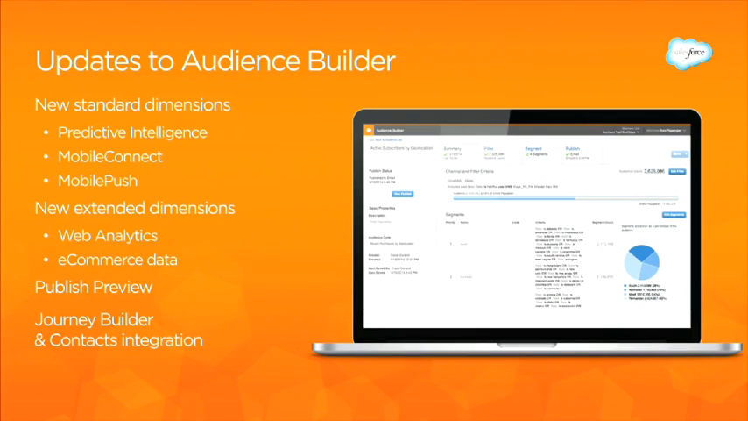So dimensions inside of Audience Builder allow you to specify predefined sets of data that you can then build your audiences against. So we have launched 3 new standard dimensions inside of ExactTarget for Audience Builder: Predictive Intelligence, Mobile Connect, and Mobile Push. So these will all be new data segments you can have when you're building your audiences using Audience Builder. We've also launched new extended dimensions. Extended dimensions are non-native data that you're bringing into the Marketing Cloud. Those extended dimensions are web analytics and e-commerce data.